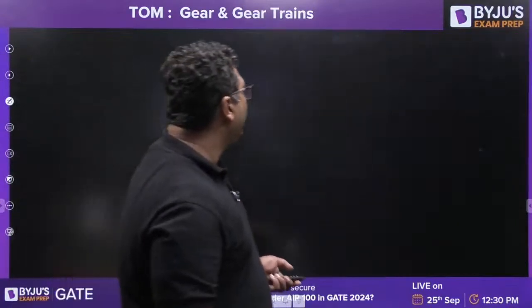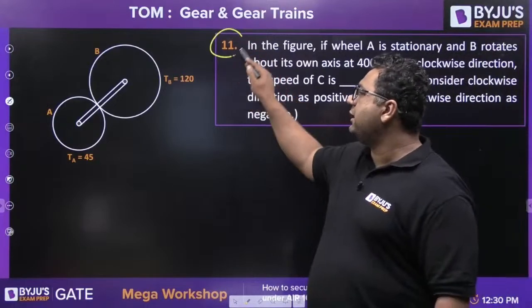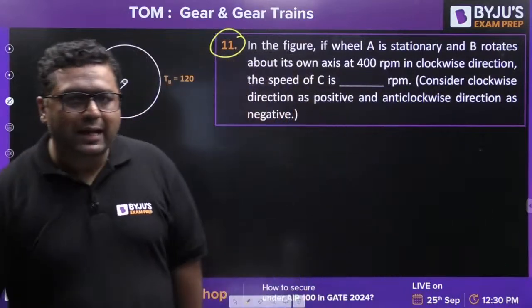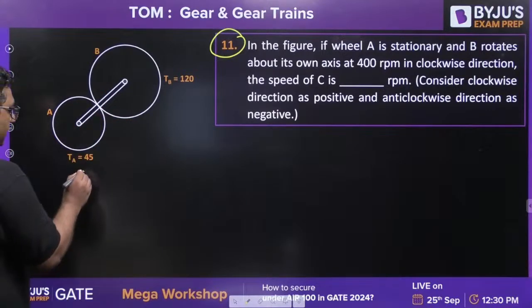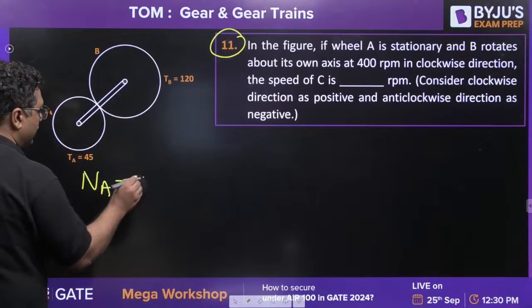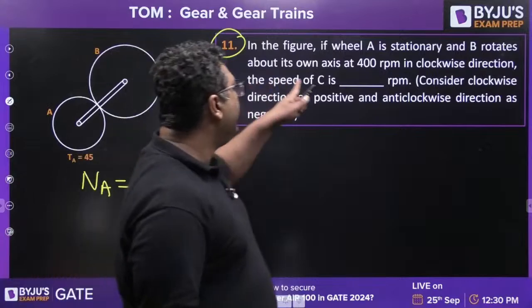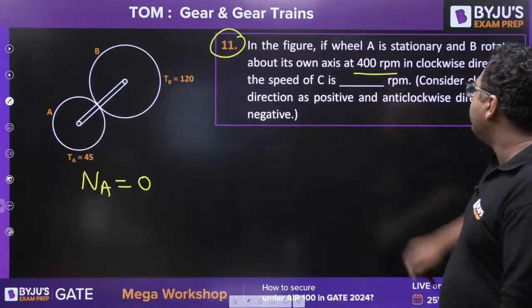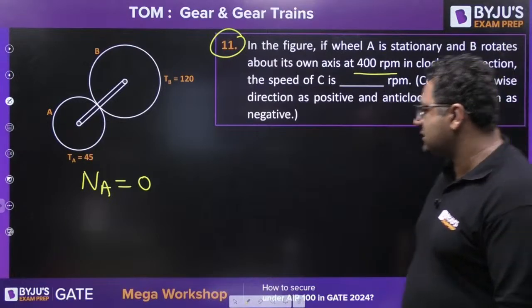Moving to question number 11. This time it is an epicyclic gear train. In the figure, if wheel A is stationary, it means NA will be 0. And B rotates about its own axis at 400 RPM in clockwise direction, the speed of C is.